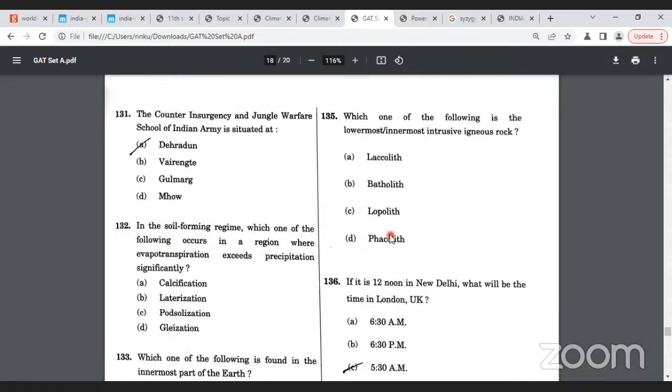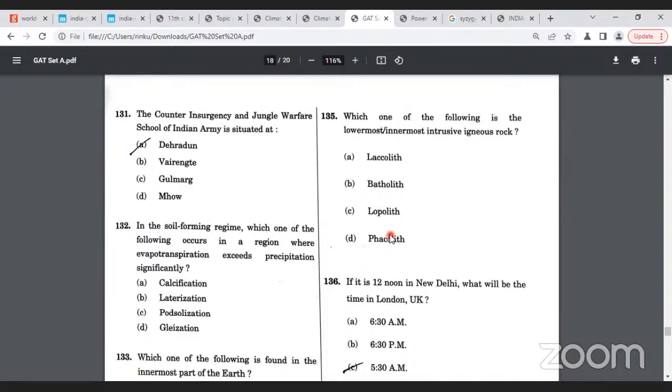Moving forward, question 135: which one of the following is the lowermost or innermost intrusive igneous rock? All of these are intrusive igneous rocks. The lowermost of them, the largest one, the one that supplies the molten magma to the rest of the intrusive igneous rocks, feeding all the rest, is batholiths.